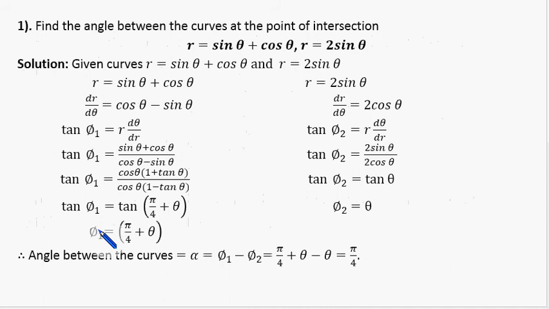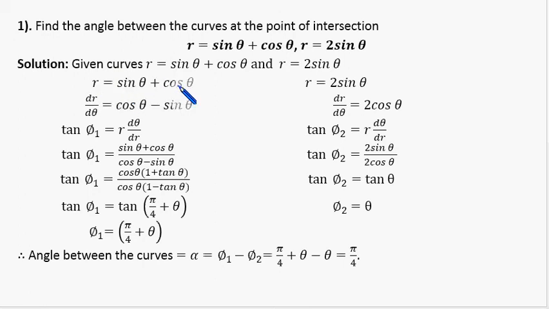Next, we can take a problem on this basis. Find the angle between the curves at the points of intersection. The first curve is r = sin theta plus cos theta, and the other curve is r = 2 sin theta. We can take the two separate equations and differentiate with respect to theta. The first curve is r = sin theta plus cos theta.